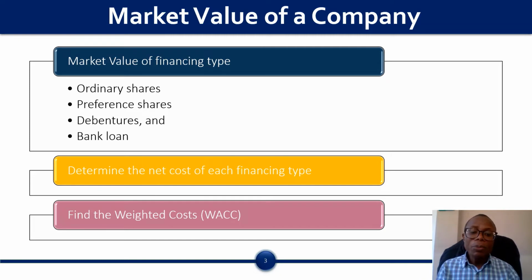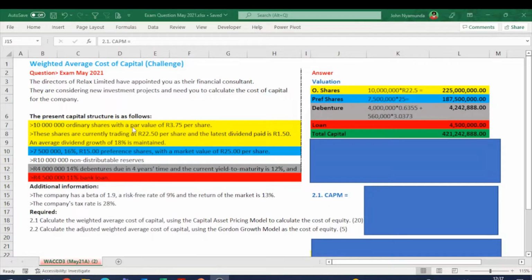The second step will be to determine the net cost of each financing type. We've already done that. We've already found the financing cost of ordinary shares using the dividend discount model, and also the costing of ordinary shares using the capital asset pricing model. Costing of preference shares is easy. Debentures, we've already found the cost of debentures is easy. Bank loan is easy. Once you have found the costing and the market value, then the rest is just multiplying and adding. This is going to be a longer discussion, but we're going to do it as quickly as we can.